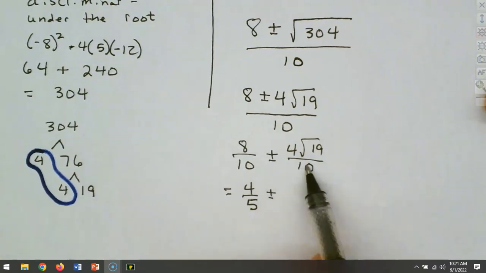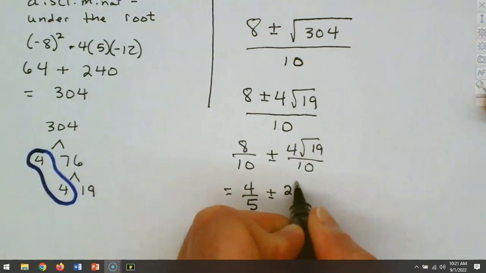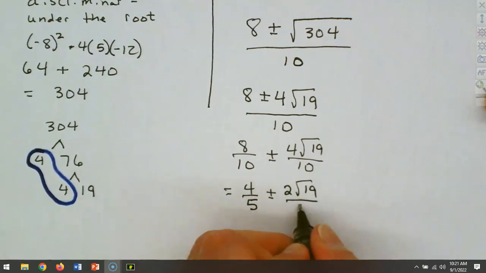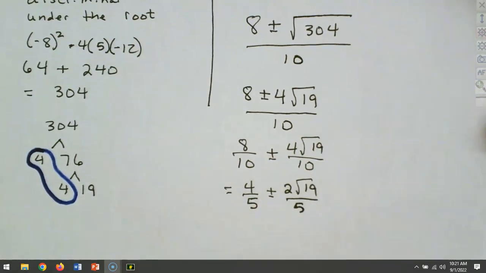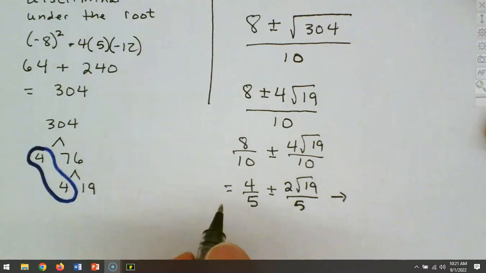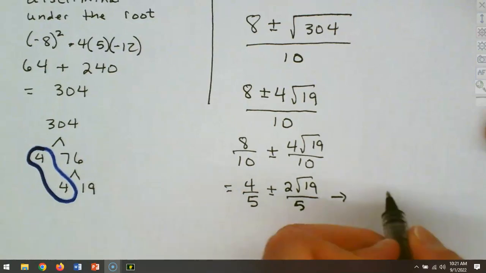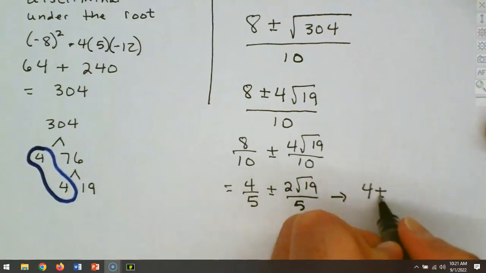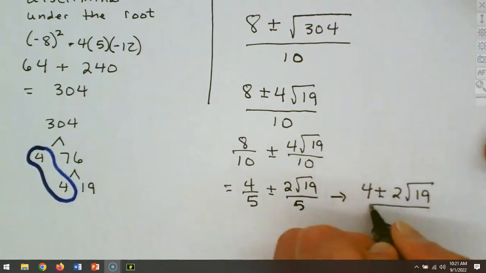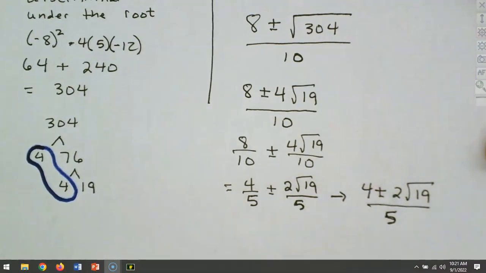And what about the 4 and the 10 here? Can those reduce? Yep, that's going to leave you with a 2, square root of 19. And what about that 10 over 2? That leaves you with a 5. And are these denominators the same? Yep, so put it back together into 1. If it was an i, you'd keep them separate. If it's a real number, though, you put them back together. And that gives you 4 plus or minus 2 square root of 19 over 5. And that's going to be your final, finished answer.